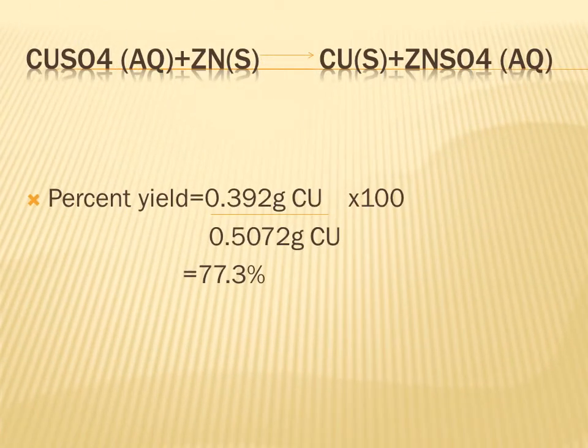So as we get the theoretical yield, it is easy to get the percentage yield. We must put the rule in front of us and then we can solve it easily. Firstly, as I said before, we will put the actual yield over the theoretical yield. The actual yield was given, 0.392 gram copper, over the theoretical yield, which is 0.5072 gram copper, times 100%, which will equal 77.3%.